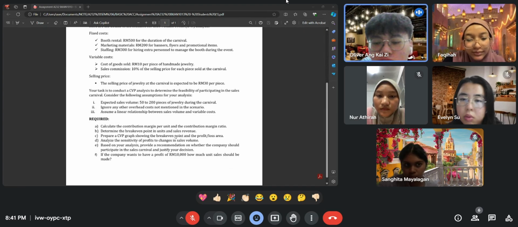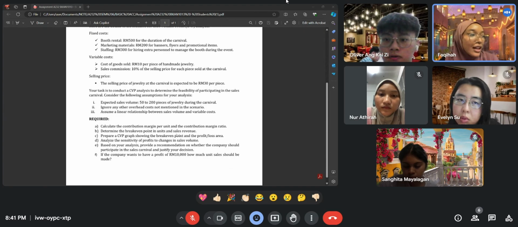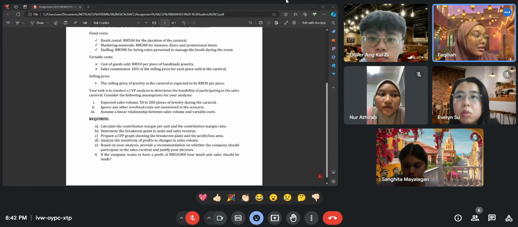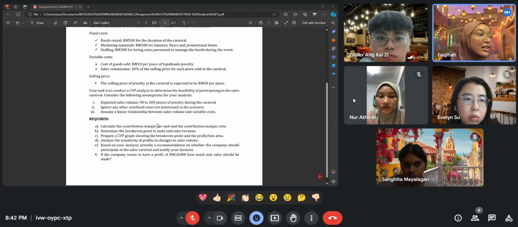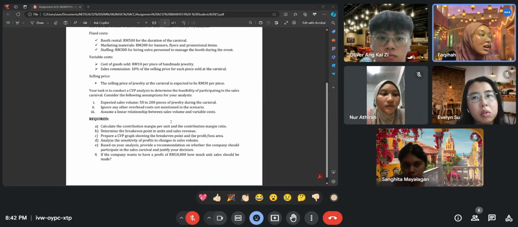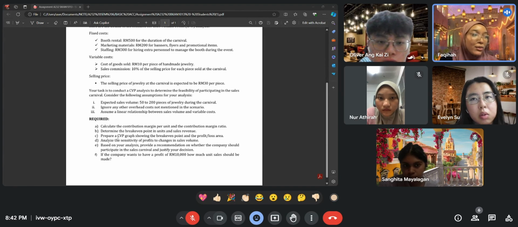I just explain. Okay. So for sales commission, we have 10% of the selling price, and for variable cost, it's 15 ringgit. So for the first question, we need to calculate the contribution margin per unit. We use the formula selling price minus variable cost. So for this question, selling price is 30 ringgit minus 15. So the answer is 15 ringgit per unit. That answer is for the contribution margin per unit.